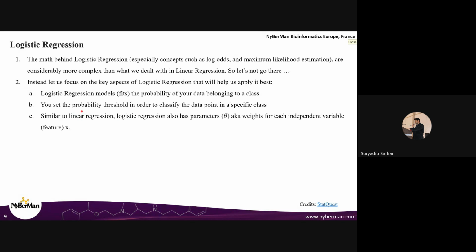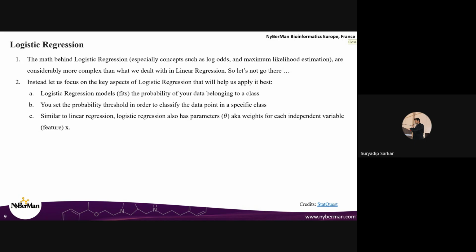Okay, the first of which is that the model fits the probability of your data belonging to a class. The first point that I need you to remember is that logistic regression does not directly predict classes. It does not directly predict that, okay, this is obese or this is not obese. No, it predicts the probability of your sample belonging to a certain class, for example, the probability of your sample belonging to the obese class. It is you who then decide the class.